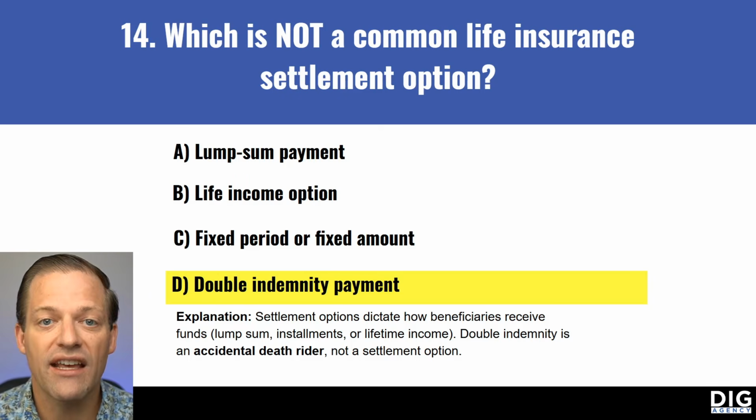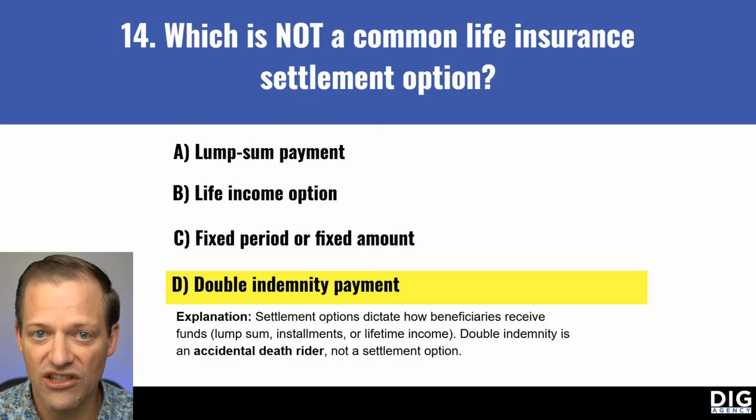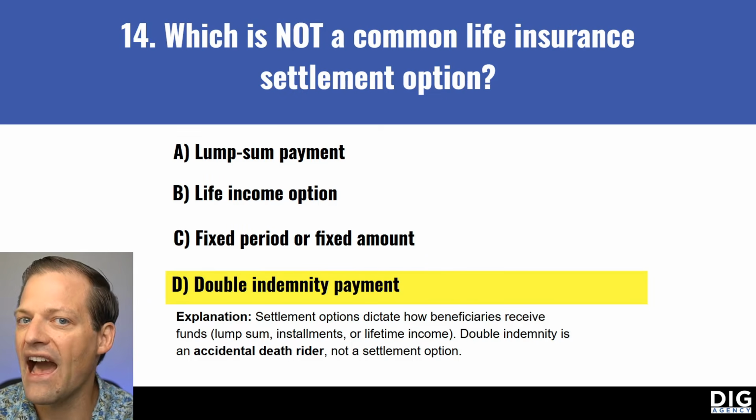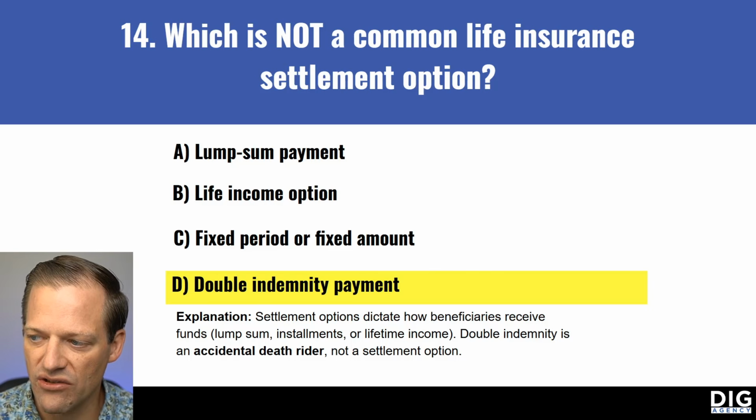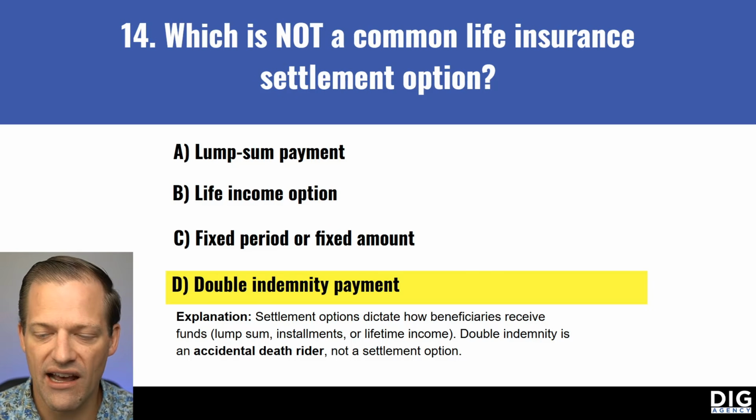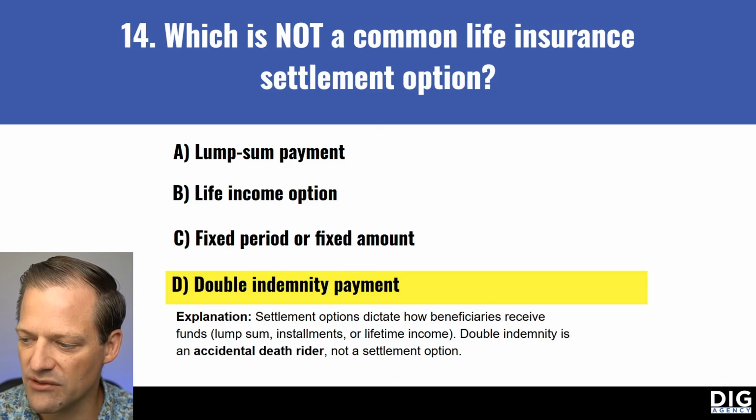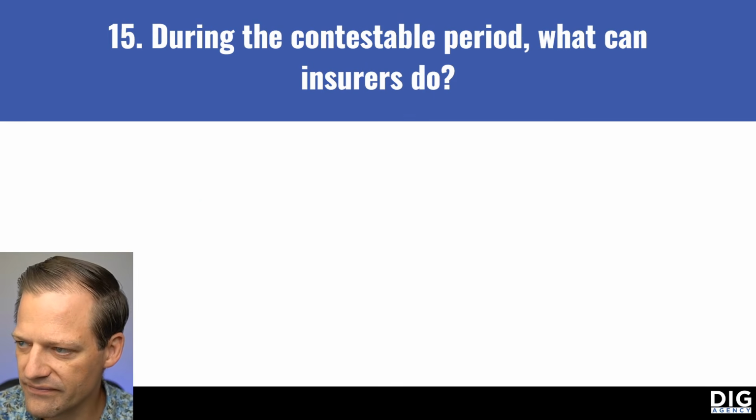A settlement option is after the policy is executed and the plan pays out. Like, how does it pay out? That's what the settlement option is. So you can either have it all paid out, you can pay it out over time, you can pay it for a fixed amount of time. So there's a different option. That's what settlement option refers to.